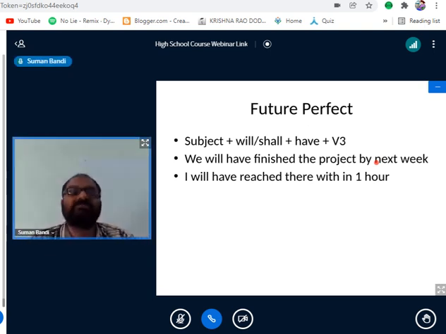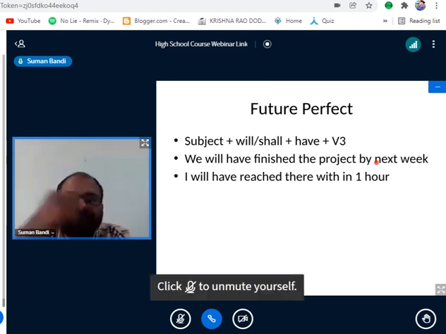So deadlines are expressed using these two words. Number one, by. Number two, within. By is for specific point of time because next week, next month, next year, by Thursday, by 6 o'clock, by morning, by tomorrow night. These are all specific times. So for a specific time, you are expressing the deadline using by.